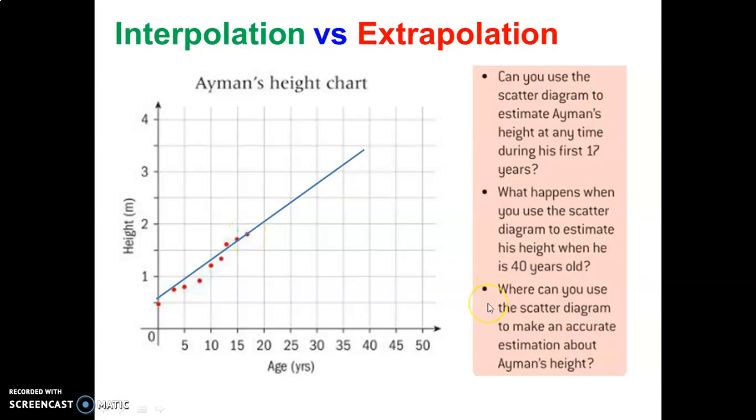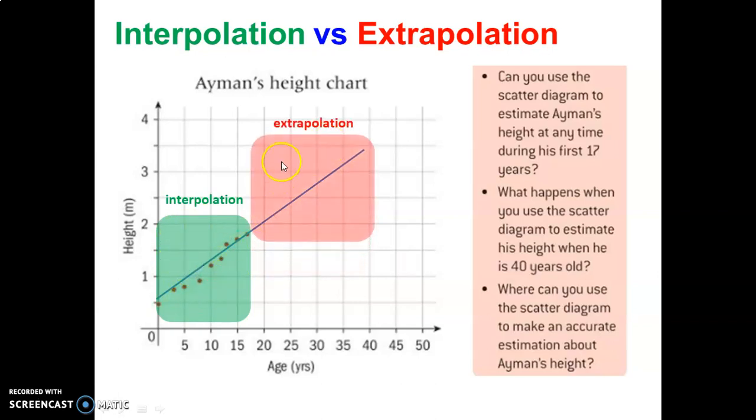Question 3. Where can you use the scatter diagram to make an accurate estimation about Aemon's height? Okay, again, within the domain of the data set, which is from 0 to 17, this is interpolation, and that can be used to make an accurate estimate of his height. Anywhere beyond that is extrapolation, and again, it can lead to very unreasonable values because these will not necessarily continue in a linear trend.